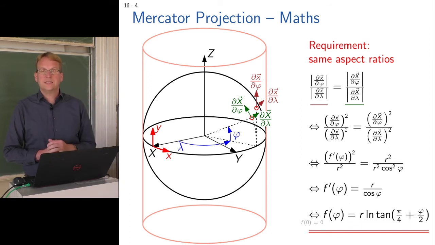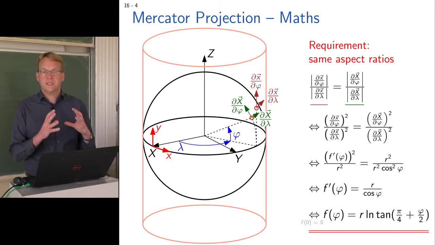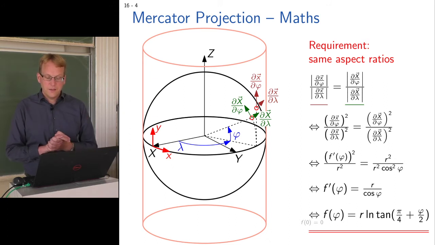So the integral of r divided by cosine phi is r times natural logarithm of tangent of pi over 4 plus phi half. Well, that's kind of a miracle happening here now, but actually this is just computing the integral of that function, r divided by cosine phi.